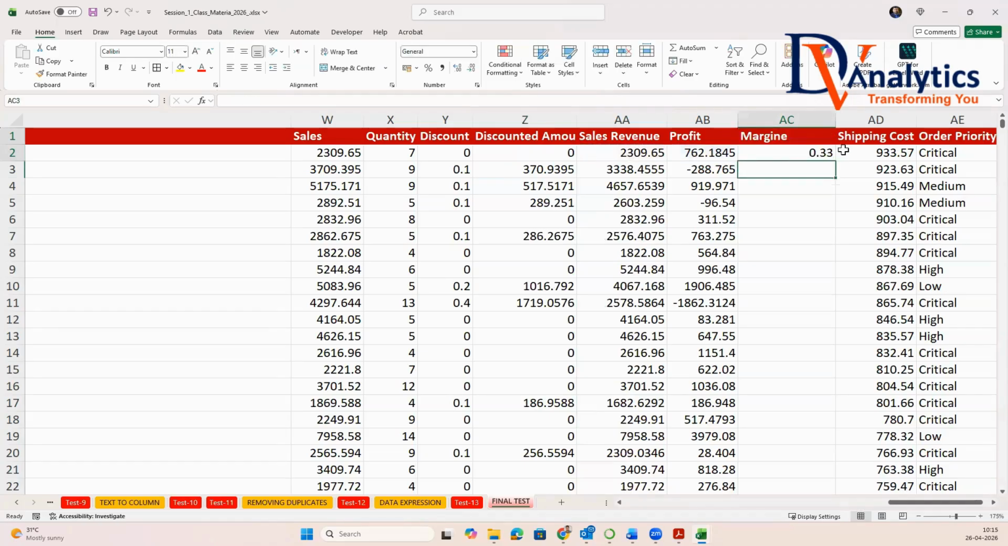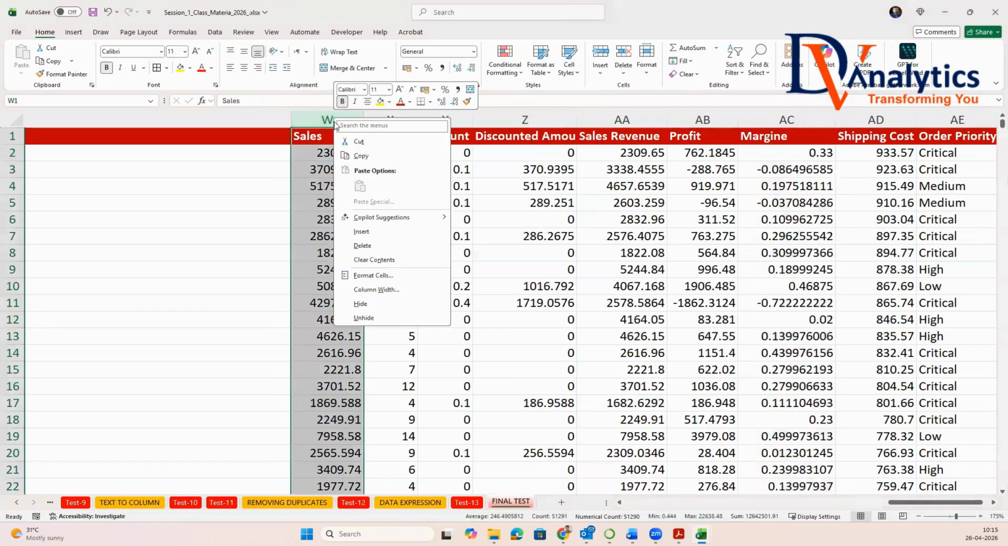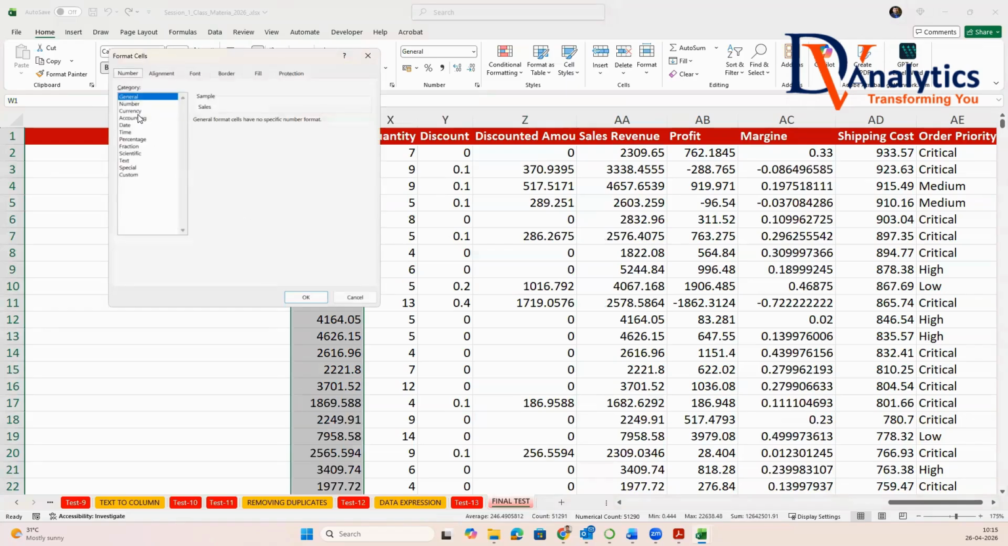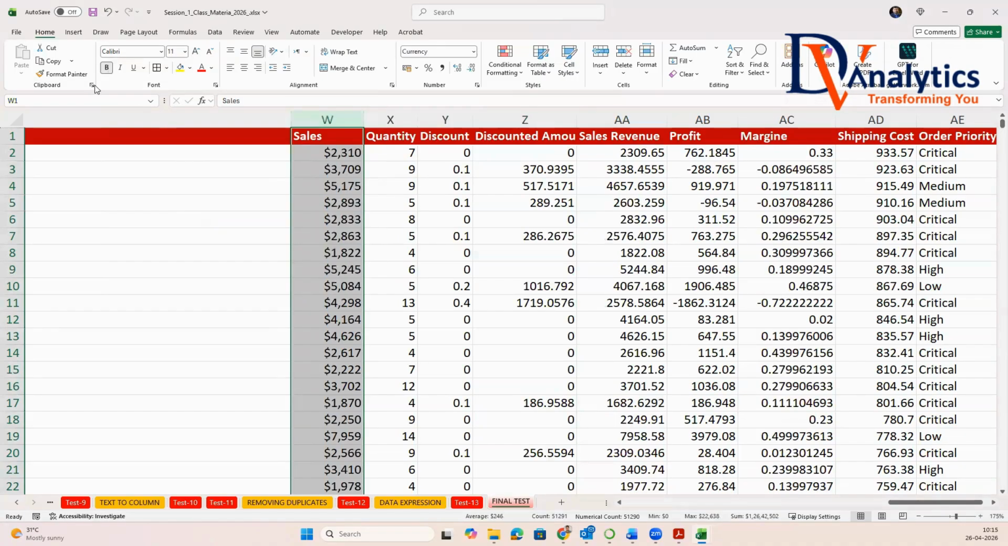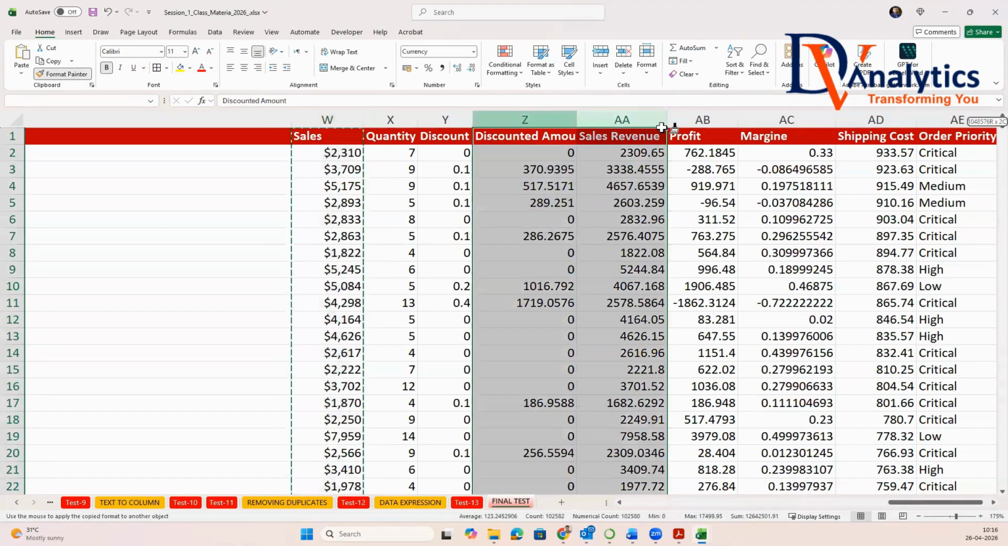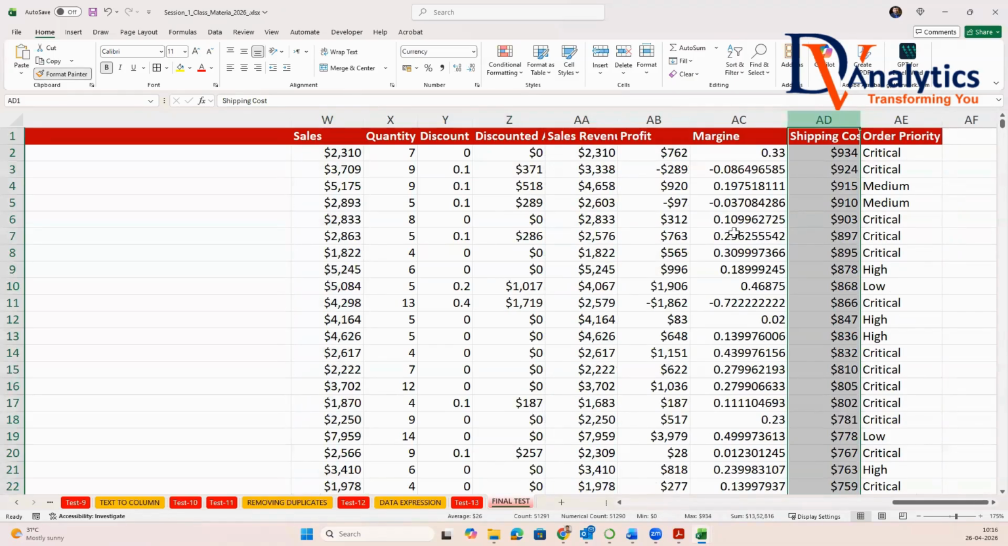sales. Which format will go for sales? Since it is a global sales, format cell as currency with what? US dollar. I want to apply this to what? Discounted amount, profit margin, and shipping cost. Yes or no? Yes, sir.